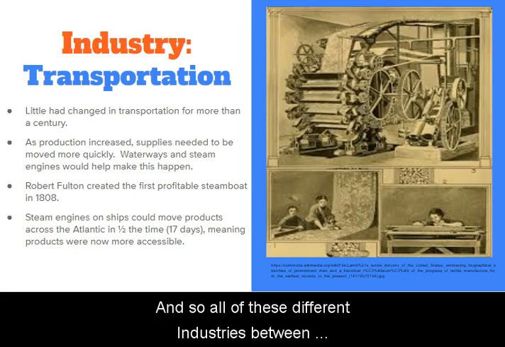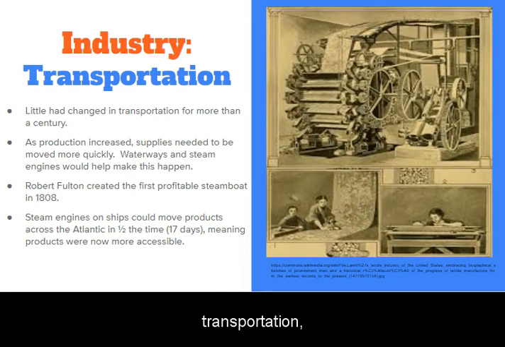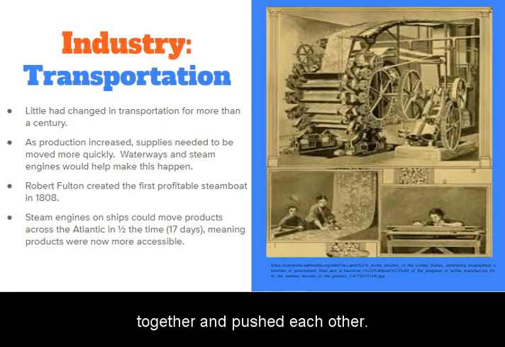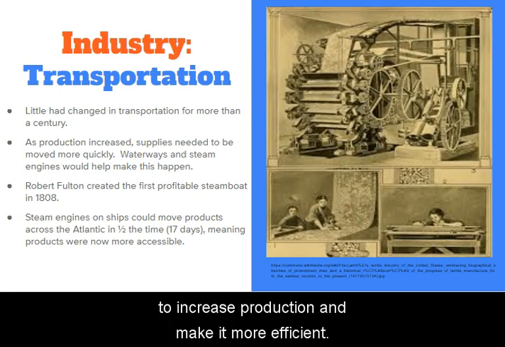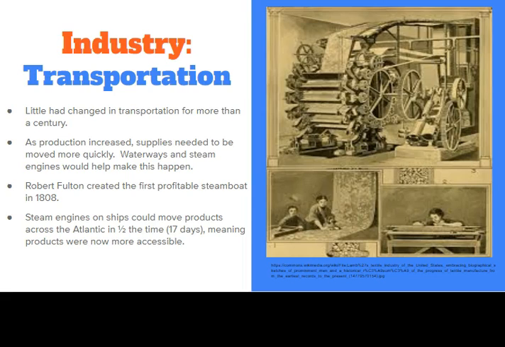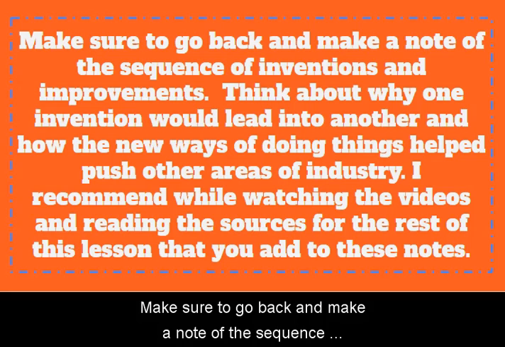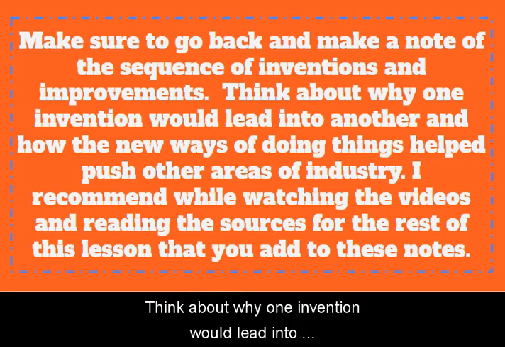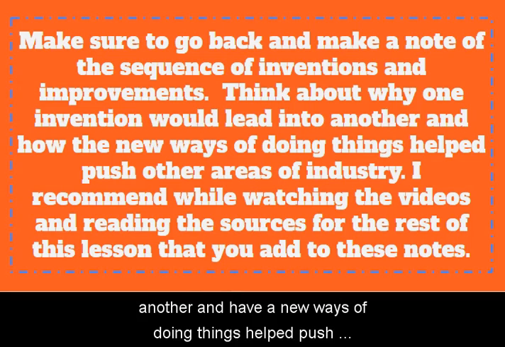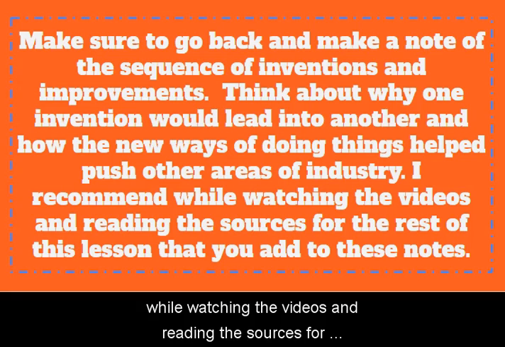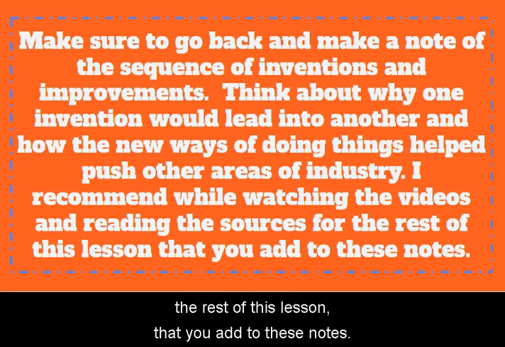And so all of these different industries, between transportation, the coal and iron industries, and textile, churned together and pushed each other to increase production and make it more efficient. Make sure to go back and make a note of the sequence of inventions and improvements. Think about why one invention would lead into another and how the new ways of doing things helped push other areas of industry. I highly recommend, while watching the videos and reading the sources for the rest of this lesson, that you add to these notes.